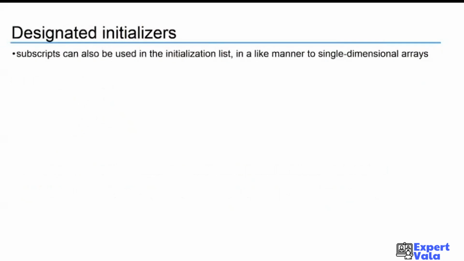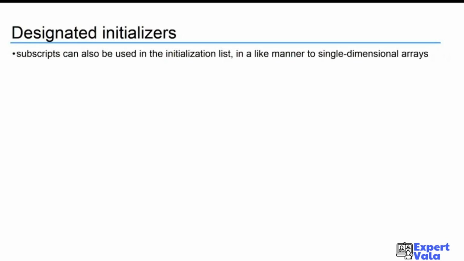You can also do designated initializers. Remember, this is the C99 concept that's optional in C11, where you can specify specific indices to be initialized. So you can use subscripts in the initialization list, just like in a single dimensional array.